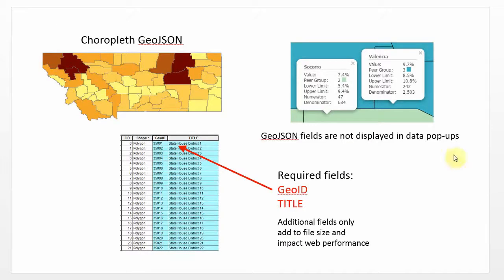So, let's review. For GeoJSONs which are going to be used for choropleth layers, recall that we can't access any of the attributes of the GeoJSON itself. There are only two required fields, GeoID and title. Additional fields serve no purpose and only add to the file size.